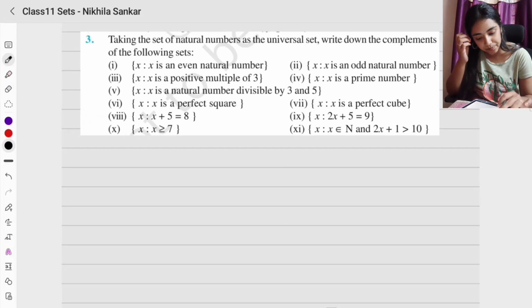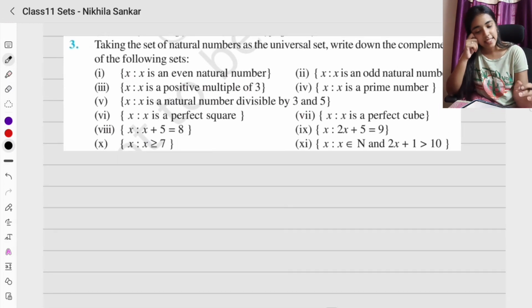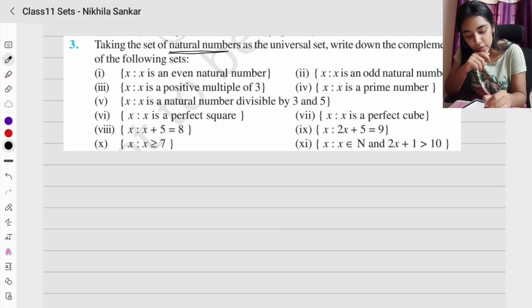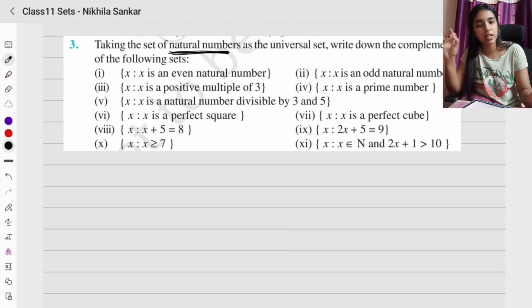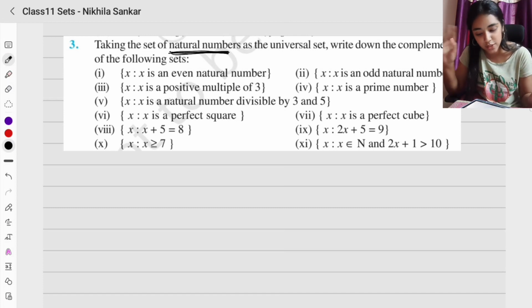Question number 3. Taking the set of all natural numbers as a universal set, write the complement of the following. So what have they given? Set of all natural numbers. So your numbers start from 1. You do not have any negative numbers. You do not have any integers, rational numbers, irrational numbers. You only have natural numbers.